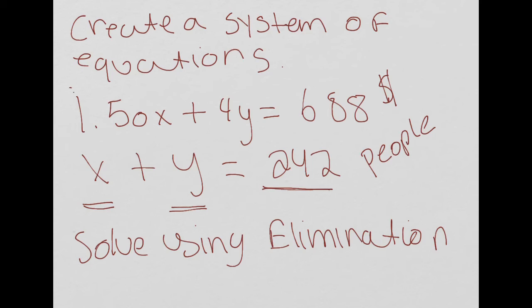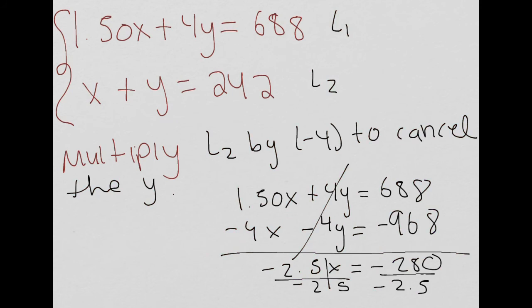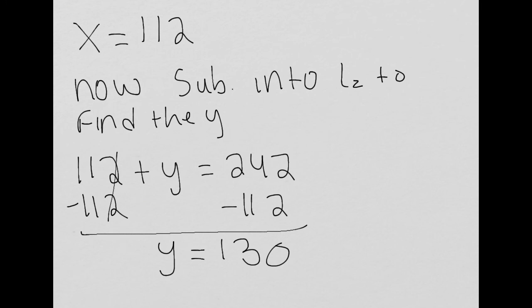Now, once you have your system of equations, if you notice, they are both in standard form, and that is why my suggested method is elimination. I decided that we're going to multiply line 2 by -4 in order to cancel the y. Once we do that, the y gets canceled. We go ahead and solve, and we are left with x equals 112.